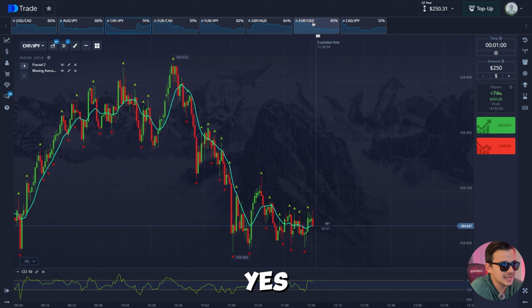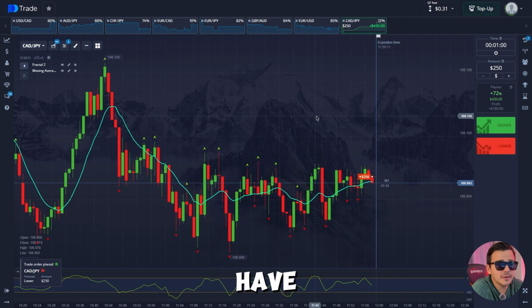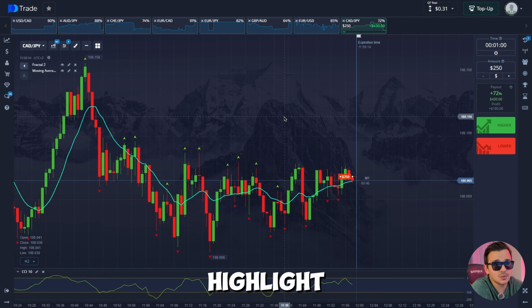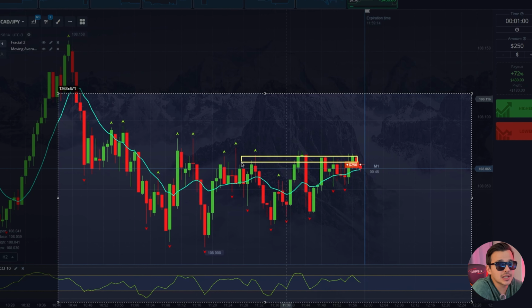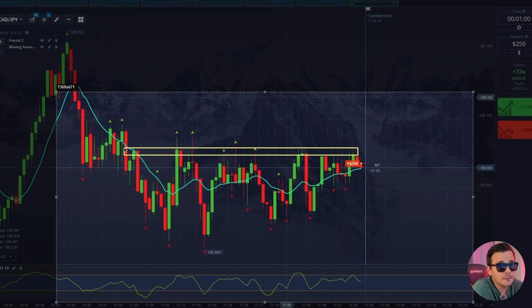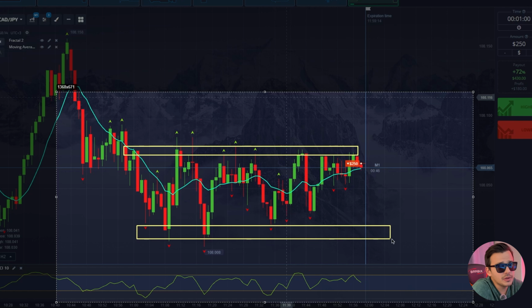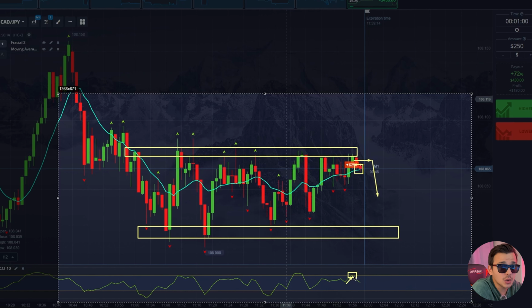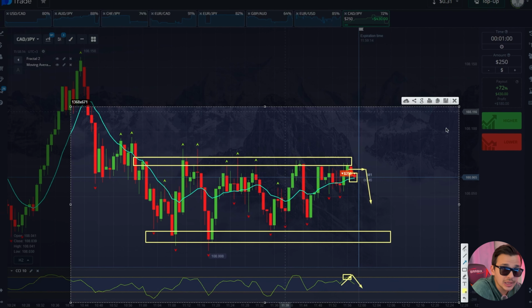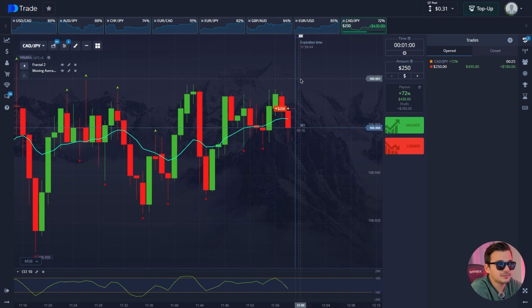I think here we have more downward momentum. Let's highlight the working area. We have a lot of touch points here. A very strong resistance area. We have more of a flat trend right now. Here we see our moving average crossing again from the top to the bottom. And we see a rebound from the overbought area on our oscillator. So here we open a trade down. And let's watch the result.